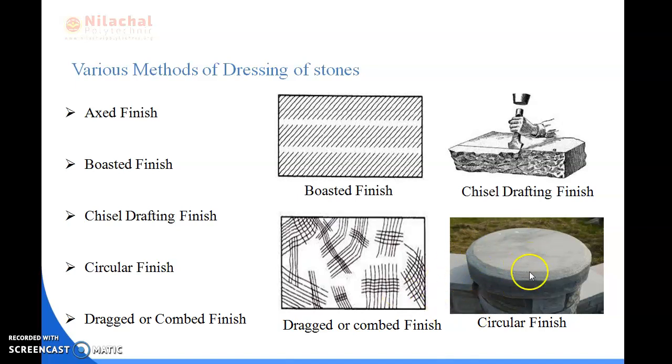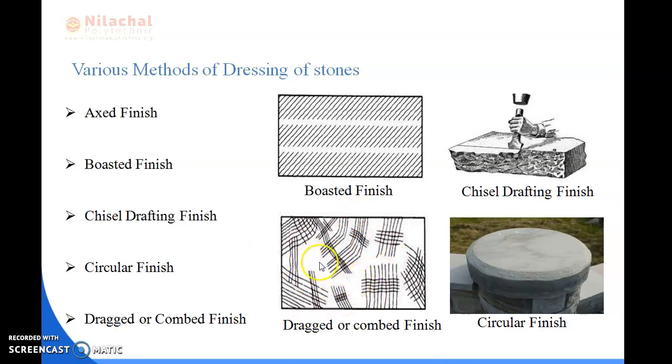Okay, next is dragged or combed finish. Here you can see the diagram of the dragged or combed finish. In this type of finish, a drag or a comb, which is a piece of steel with a number of teeth, is rubbed on the stone surfaces, and this finish is suitable for stone only.